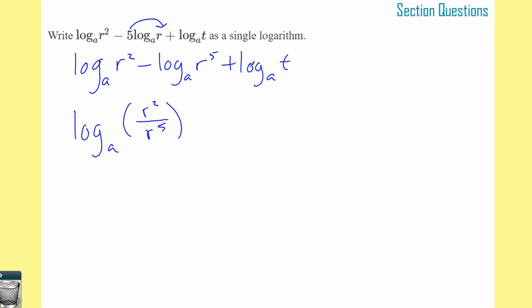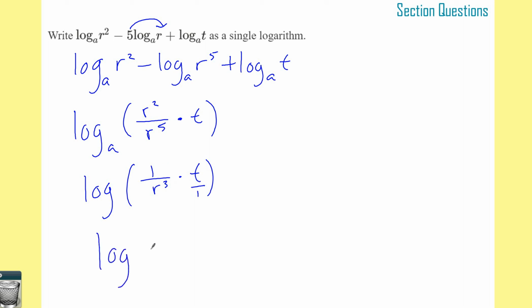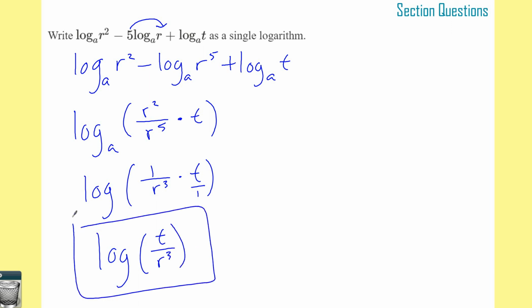plus t. Sorry, I guess we can do that as 1 if you'd like. So times t. So if I do r squared over r to the 5th, that's going to simplify to 1 over r cubed. And when we multiply the t, hopefully recall that the t is going to go on top. So we have log of t divided by r cubed. And that's your answer.